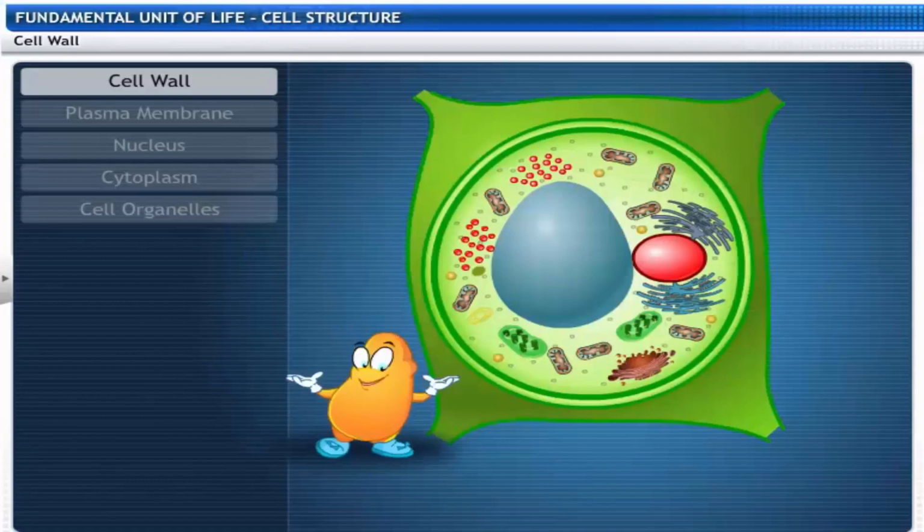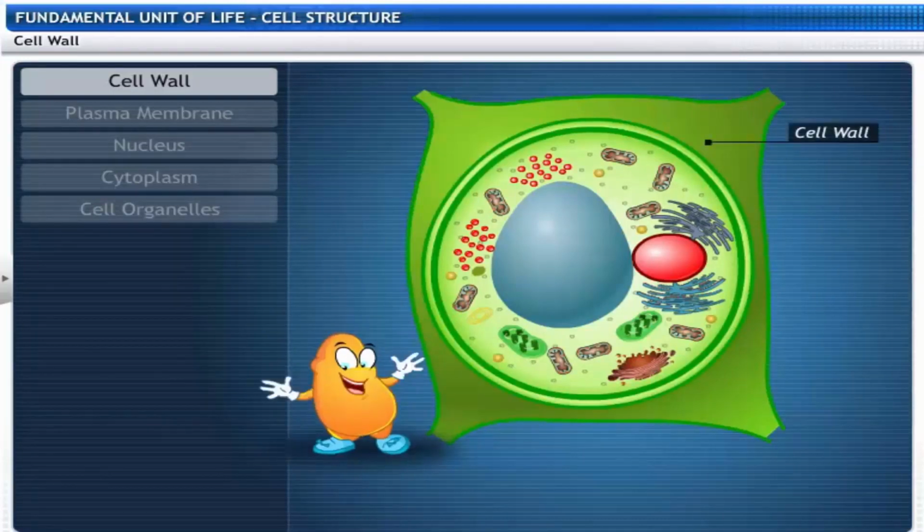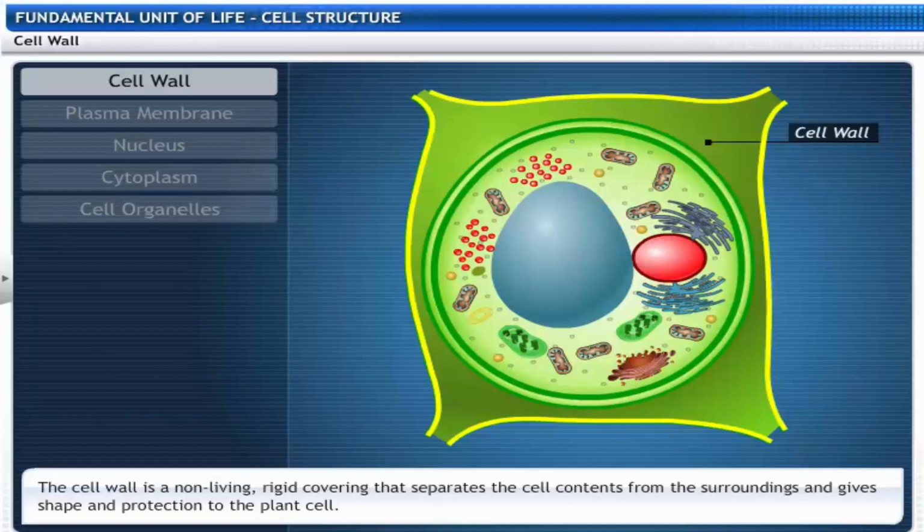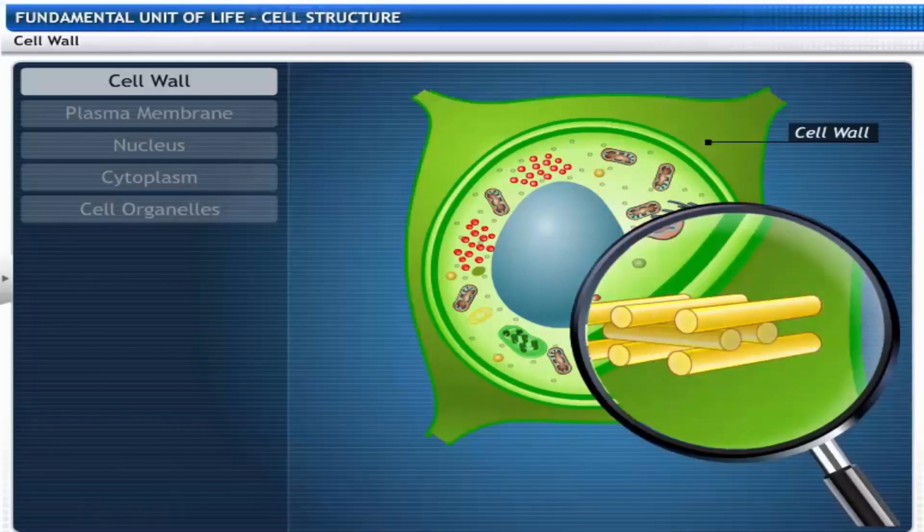Look at the cell. Notice the cell wall. The cell wall is the outermost covering which is non-living and rigid. It is seen only in a plant cell. It separates the cell contents from the surroundings and gives shape and protection to the cell. It is composed of cellulose and is permeable.